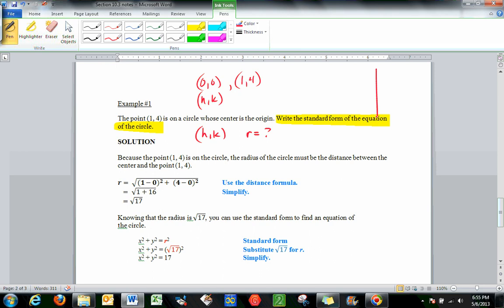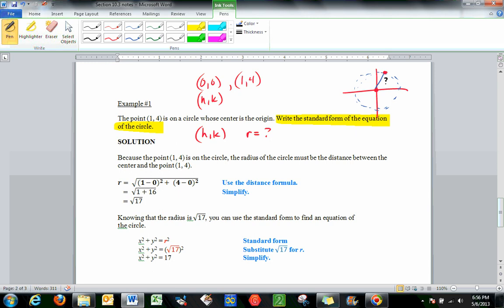Now, if I were to try to get a visual of that, if I went over 1, up 4, and I know that that's my center point, then I can basically create a radius here. So my circle is going to look something like this. And we need to write the equation for that. Well, that means that we need to know what that value is for the radius. So we're unsure of that.